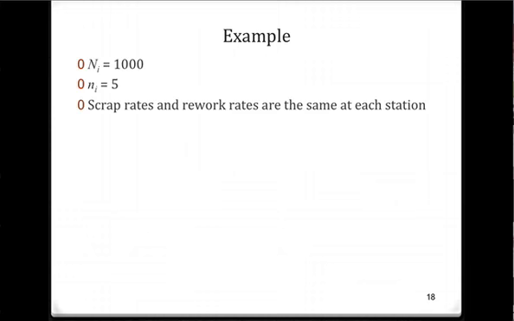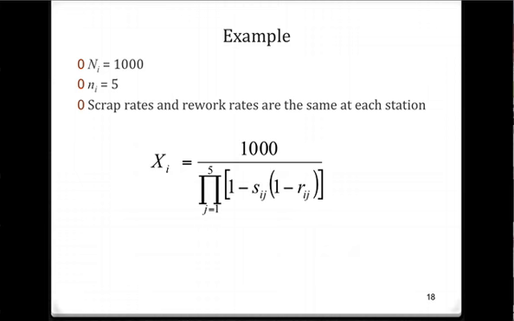So let's look at a simple example. Let's say I want to produce 1,000 good parts, and I have 5 workstations that I have to go through in sequence. And for right now, we'll just assume that the scrap rates and rework rates are the same at each station, even though they won't be.